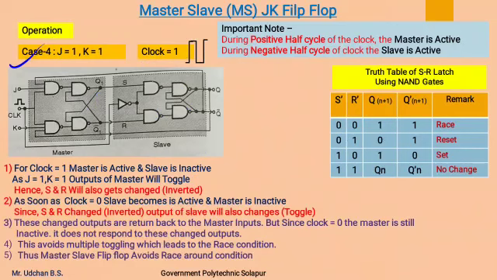by which we can overcome the race around condition. In this, J and K both are 1 1 and clock is 1. Now for clock 1, the master is active, slave is inactive.